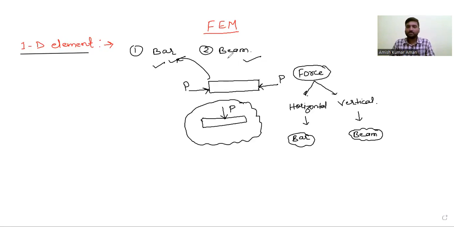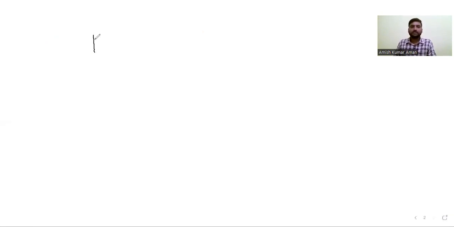So first we will discuss the bar element and then we will jump to the beam element. Let's take an example of a bar element. Suppose this is your bar element, and one side of this bar element is fixed. This is the fixed support. Since I am saying this is a bar element, I have to apply horizontal loading. So let's take this as a load, right?